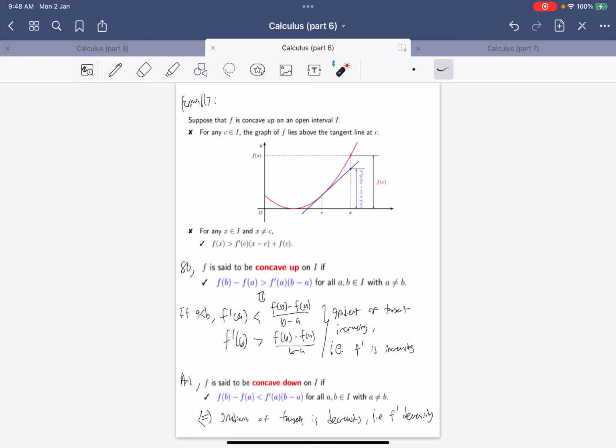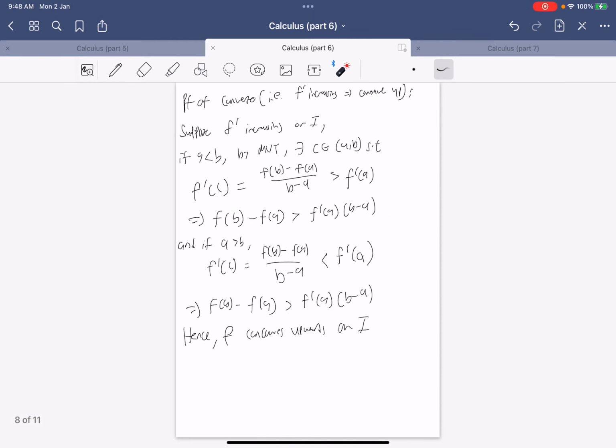For the other, we'll now prove that if f' is increasing, by the mean value theorem, there exists a c on the graph such that f'(c) equals the gradient of the secant line, which is going to be greater than f'(a), because c will be to the right of a. So a is here, c is here, and since f' is increasing, it means f'(c) is greater than f'(a).